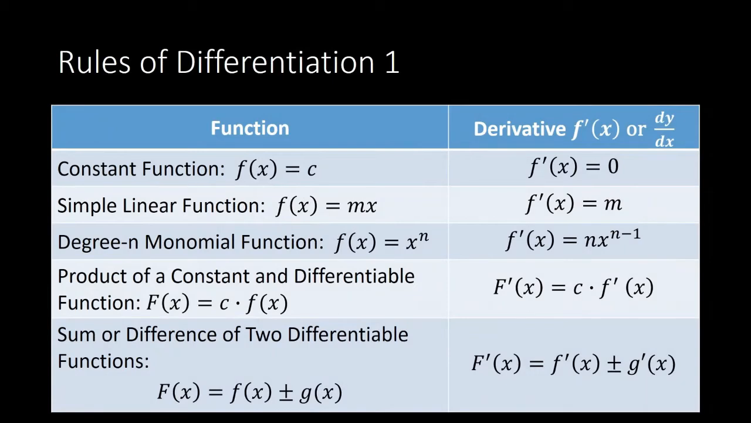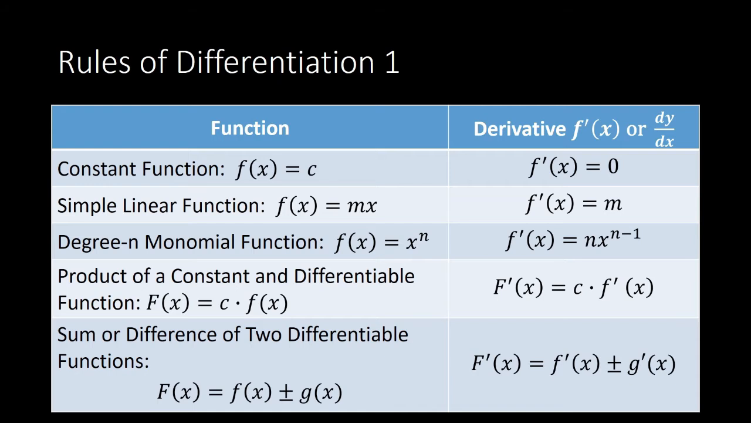So this is the first set of rules that we showed in previous slides. The derivative of the constant function is equal to 0. When your function is a simple linear function, f of x is equal to m times x, f prime of x is equal to m, the slope of your line. If you have a function defined by f of x is equal to x raised to n, f prime of x is equal to n times x raised to n minus 1.